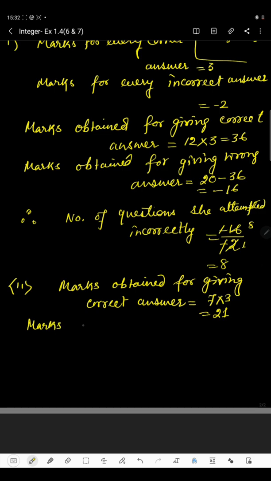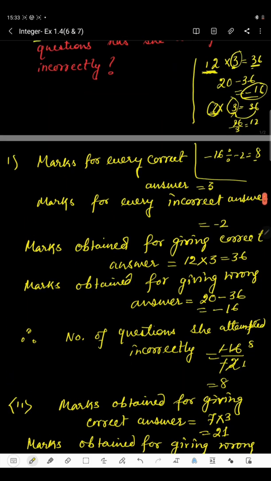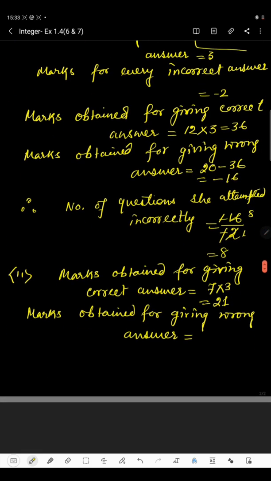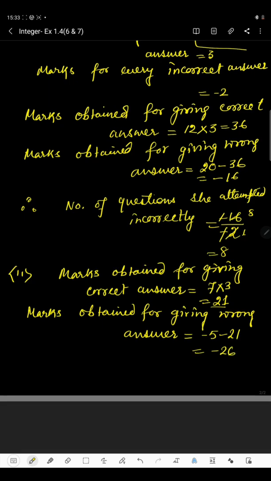So marks obtained for giving wrong answers. So what should we do? Here she has got -5. From here, if you subtract the marks obtained for giving correct answers, then you will be getting -26. This is the marks obtained for giving wrong answers.